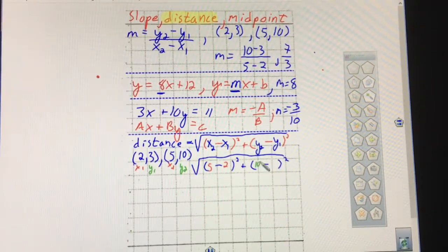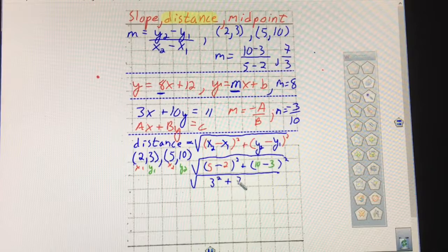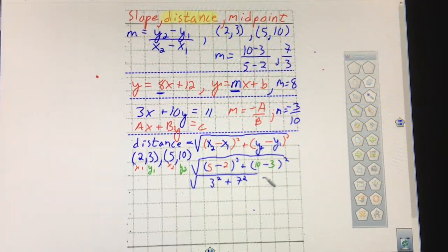the 5 and the 2, and then pencil in the y value, the y sub 2 minus the y sub 1, so that would be 10 minus 3. Plus 7 squared. And again, if you just generate it in the calculator, it's going to give you the exact radical form of square root 58.